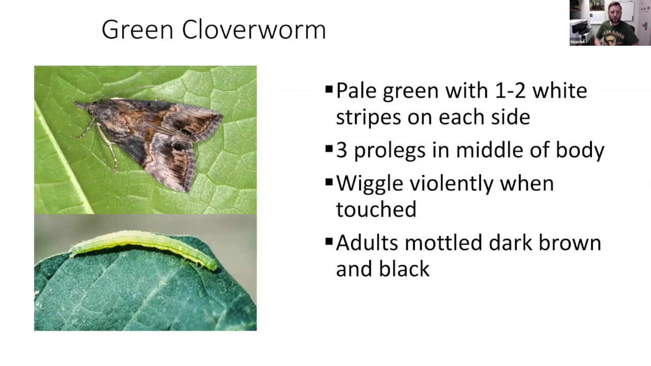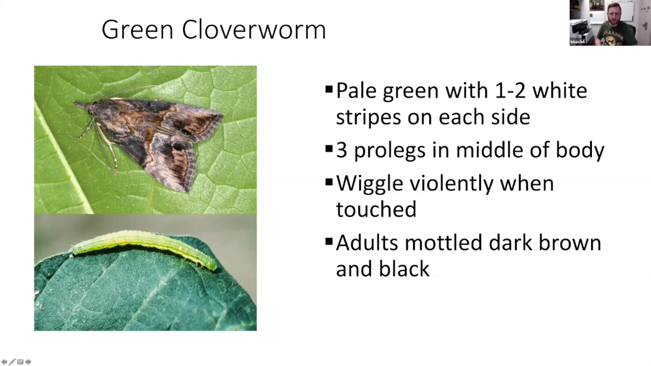A green clover worm. So these are moths. The caterpillar is the important stage here as a defoliator in soybeans. A characteristic is going to be the three prolegs in the middle of the body, which is kind of hard to see on this, but there's three prolegs in the middle, and then you have one pair of prolegs at the end.